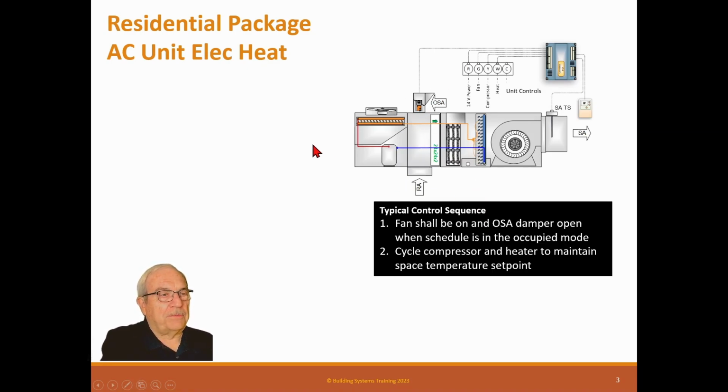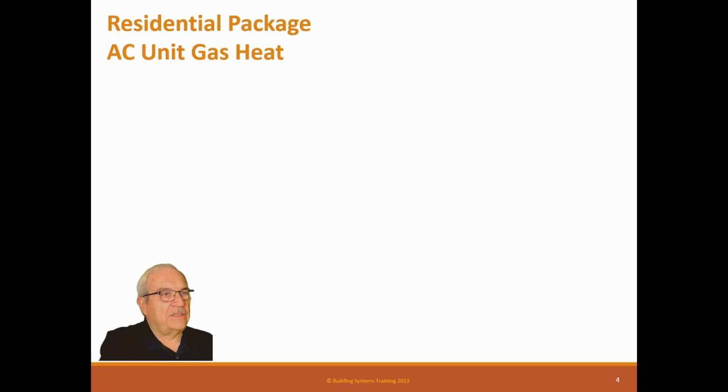All right, here's a typical sequence for a commercial. The fan shall be on and the outside air damper open when the schedule is in the occupied mode. Cycle the compressor and heater to maintain space temperature set point. Really a simple sequence. So now let's look at a unit with a gas heater.